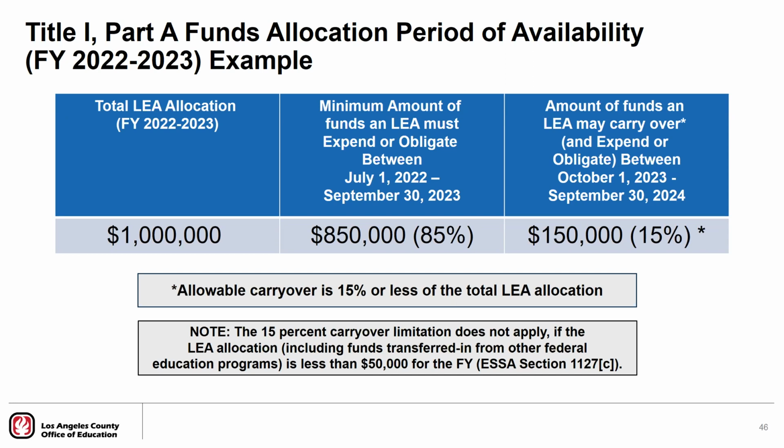Please note, though, that the 15% carryover limitation does not apply if the LEA allocation, including funds transferred in from other federal programs, is less than $50,000 for the fiscal year.